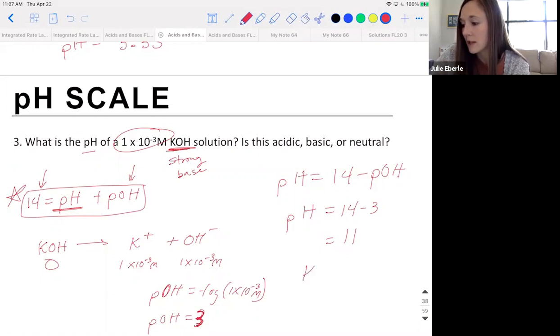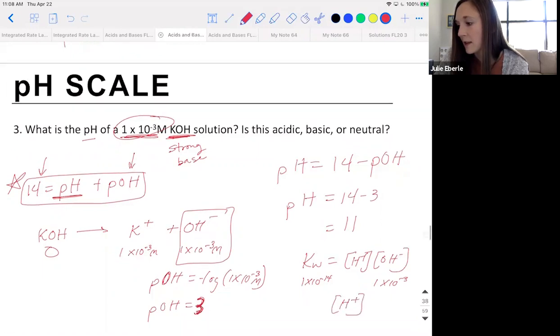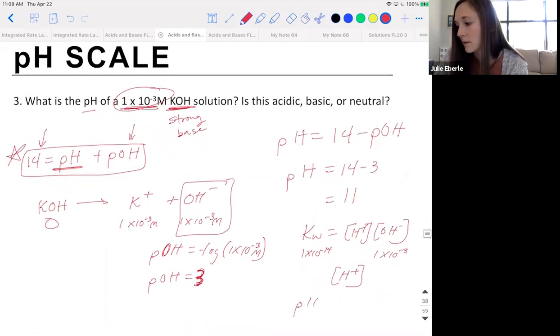You could also solve it using KW. We already introduced KW. We know KW is the concentration of H plus times the concentration of OH minus. So if you don't like this whole pH, POH thing, you could plug in 1 times 10 to the minus 14 for KW, and you could plug in 1 times 10 to the minus 3 for your OH concentration, because we're told it's a strong acid and we know OH concentration is going to be equal to what we're given in that problem. And so then you could just divide KW by this 1 times 10 to the minus 3 to get the concentration of H plus. And then we know pH equals negative log of the concentration of H plus. Okay, so there's another way.